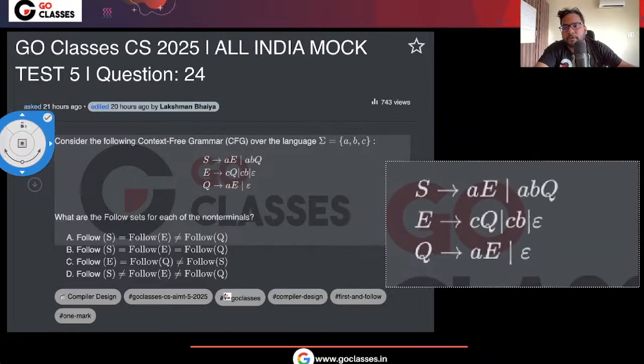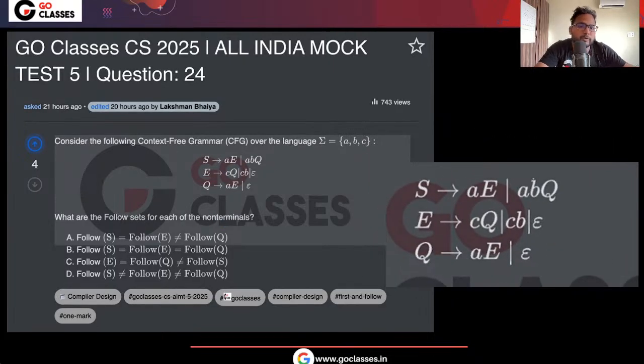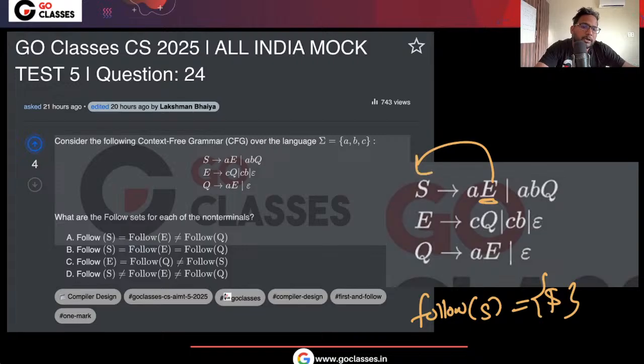So for the follow, what should we be doing? We should be basically checking where it is coming on the right hand side. Since S is not coming on the right hand side, follow of S is just dollar, right? What about follow of E? It will be same as follow of S, and E is same as follow of Q.